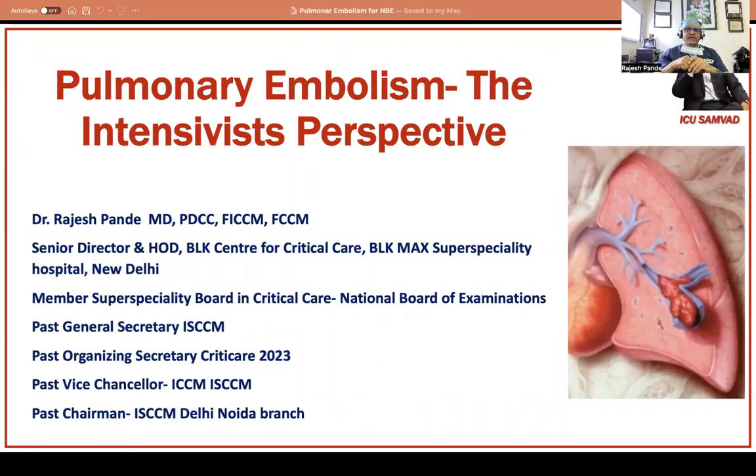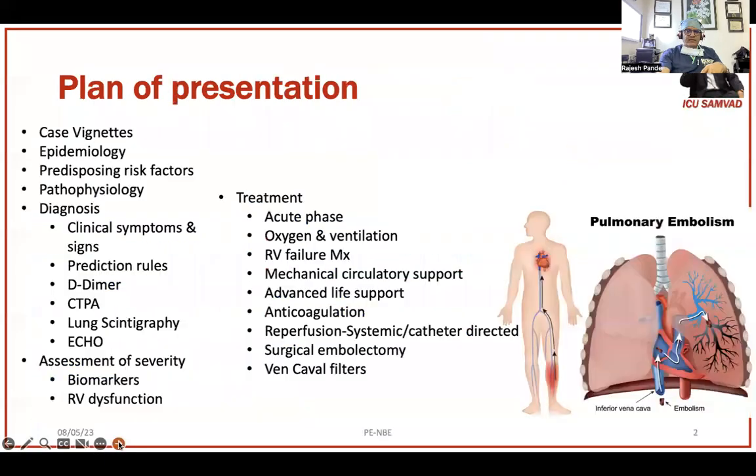Good morning. I'll be talking about a very important problem that we often face in the ICU, pulmonary embolism, and I'll be talking from an intensivist perspective. The presentation will cover two extreme clinical case vignettes, epidemiology, predisposing risk factors, pathophysiology, and a bit about diagnosis. Then the assessment of severity, and finally we'll focus on the treatment: anticoagulation, thrombolysis, as well as other treatments.